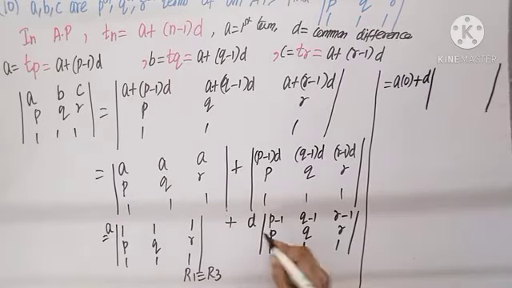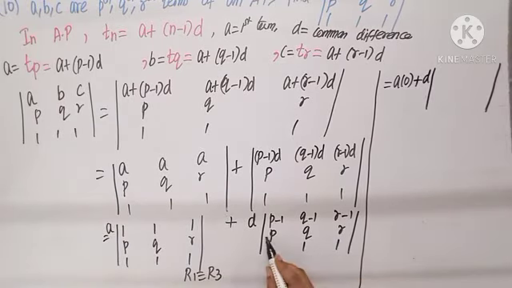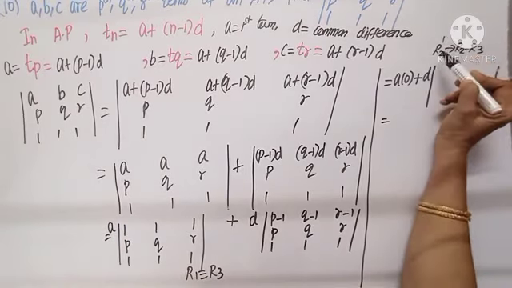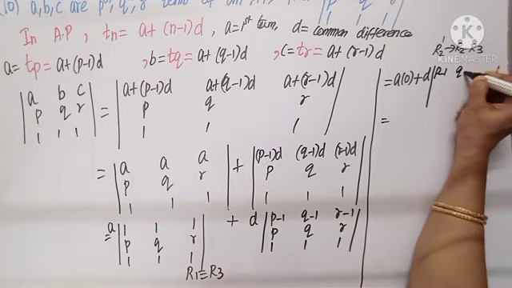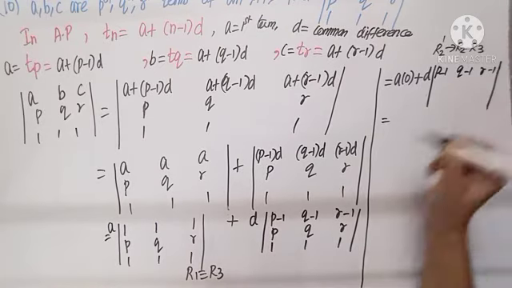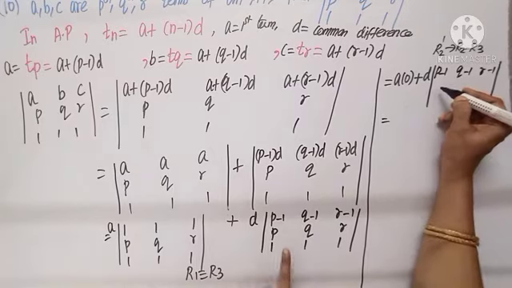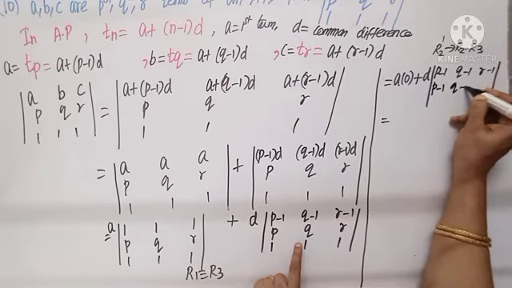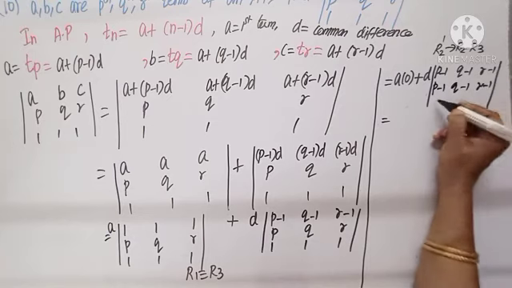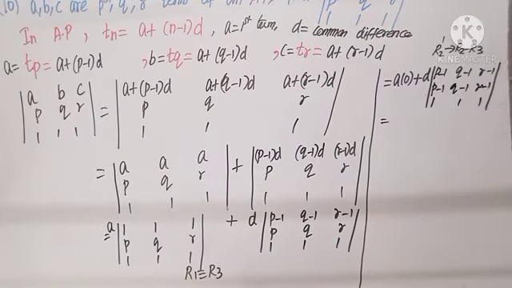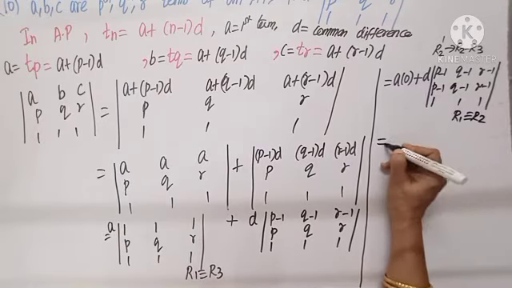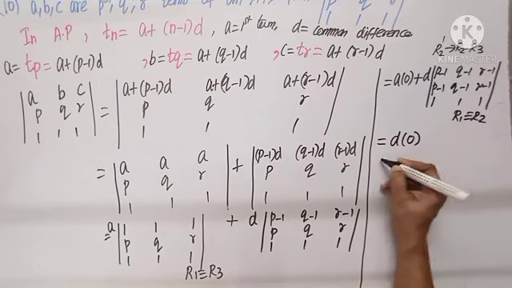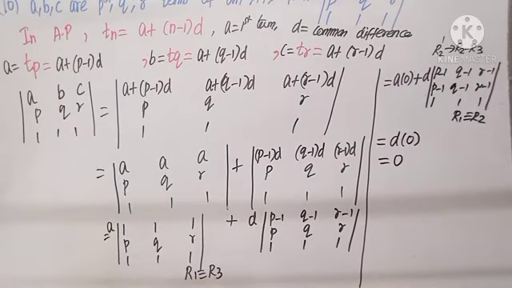In the second determinant, I can write R2 becomes R2 minus R3. New R2 is R2 minus R3. First row, P minus 1, Q minus 1, R minus 1. Second row minus third row. It is P minus 1, Q minus 1, R minus 1. Write third row as it is. Now R1 and R2 are identical. So I have D into 0 and my answer is 0.